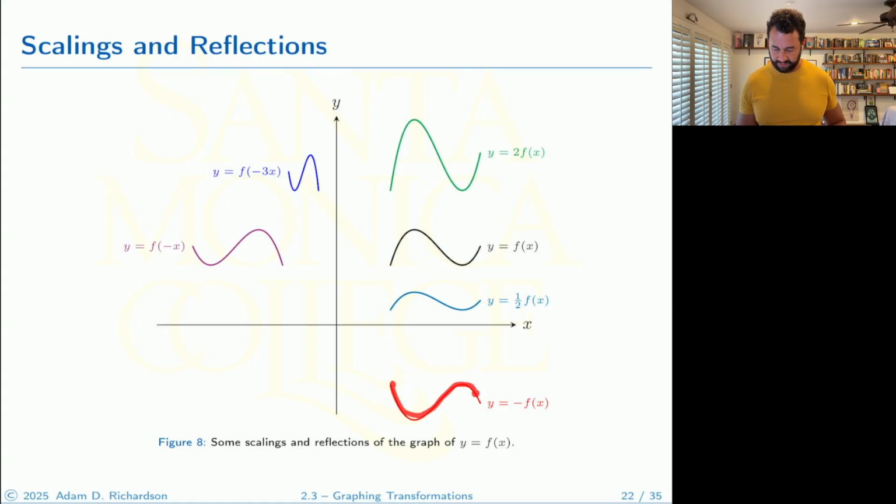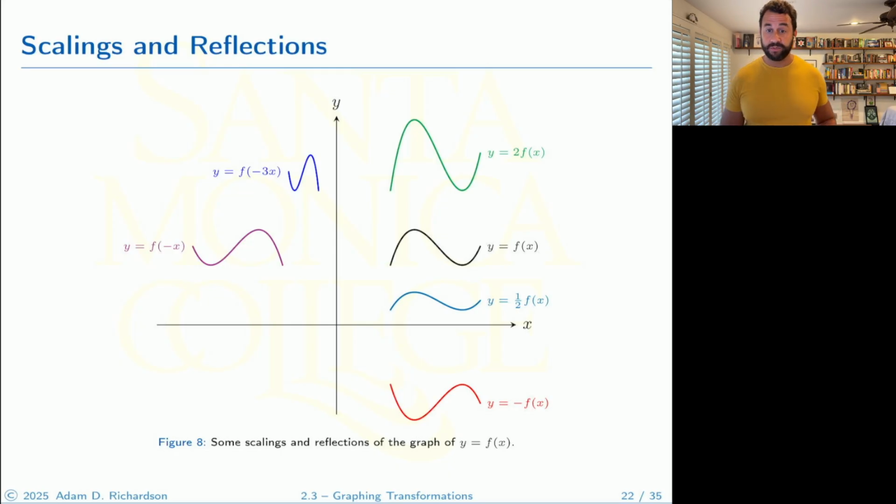Here's a reflection of f. We took f and we reflected it, so same graph, but flipped over the x-axis. Here's f, but stretched vertically. I stretched it vertically. Here is the graph of f of -x. I reflected it horizontally. And then this one, I reflected horizontally and squished it. There you go. That's the idea.